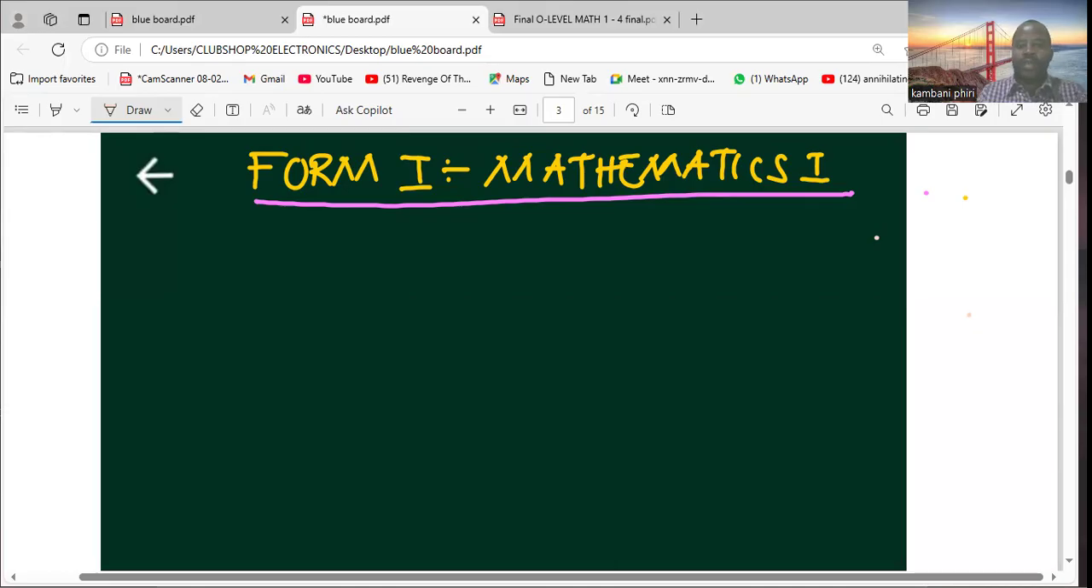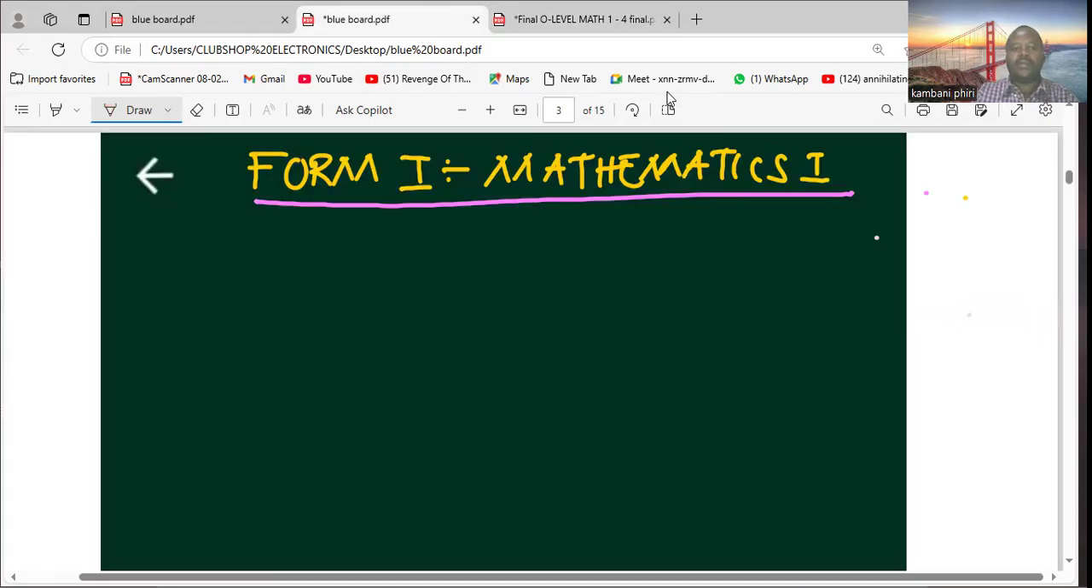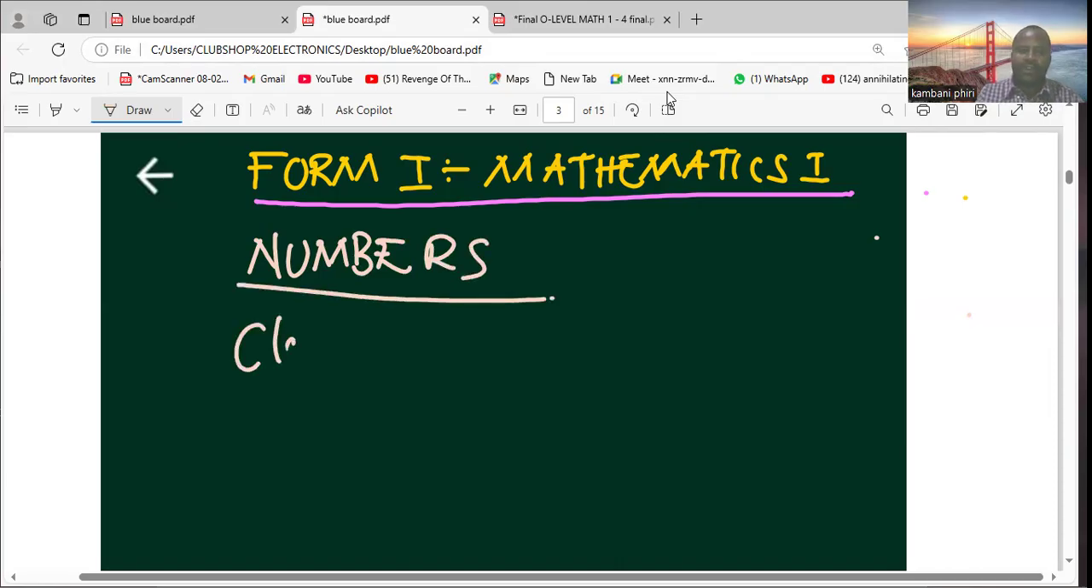So the first topic, as you can see here, is numbers. Then we'll deal with classification of numbers, all right? So we're talking about numbers. So we have classification of numbers.